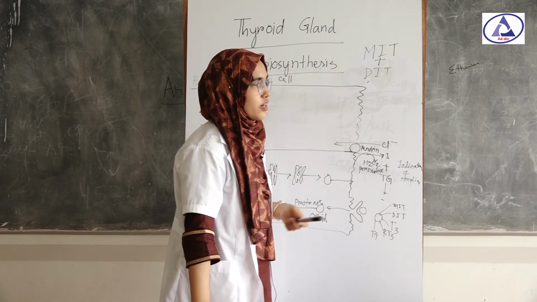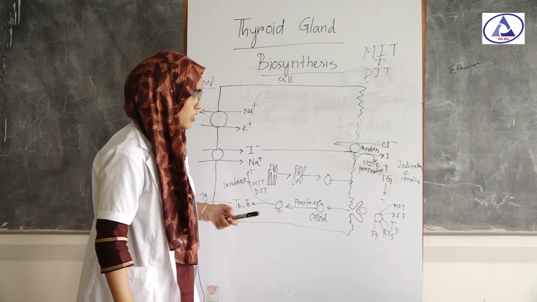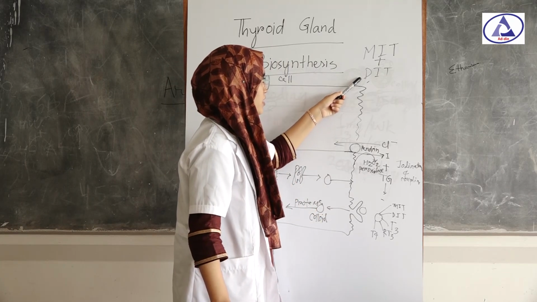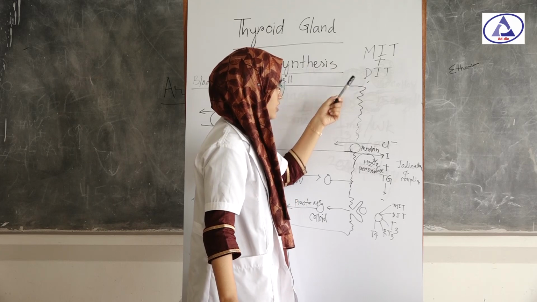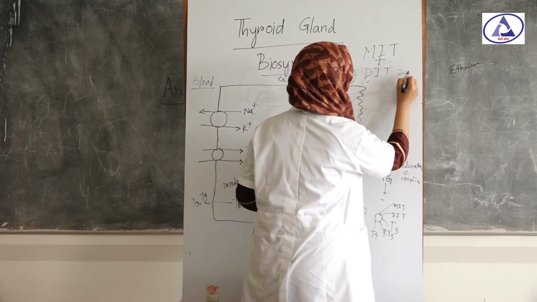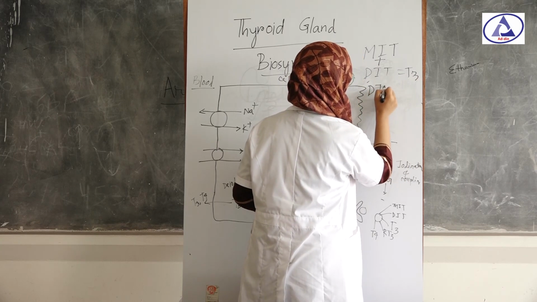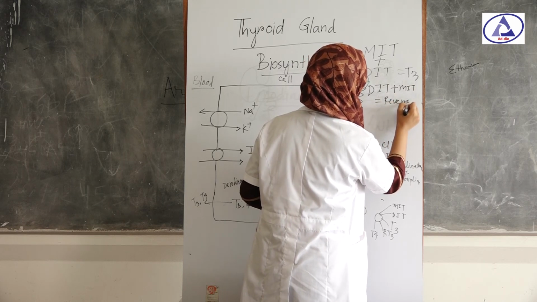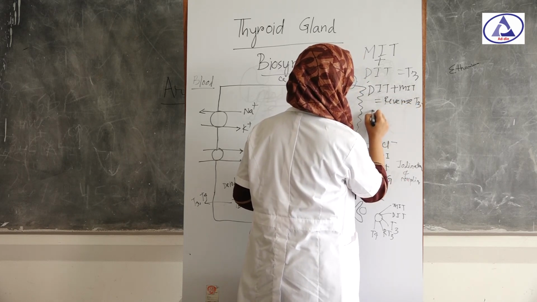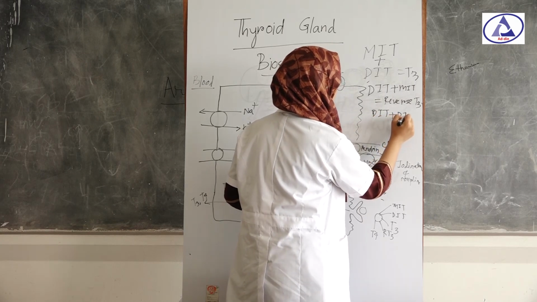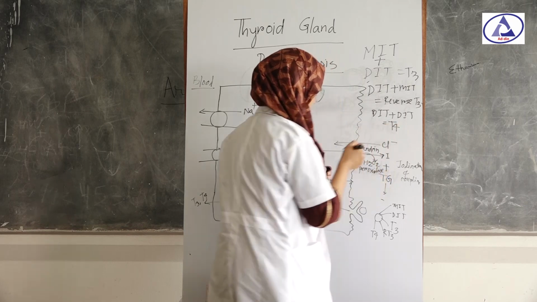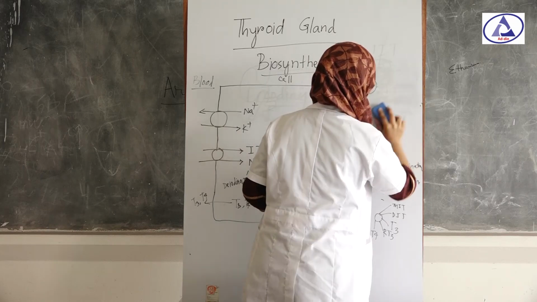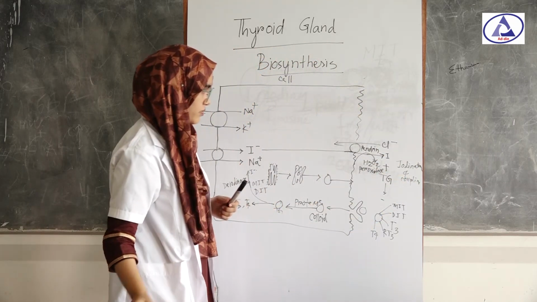Then more and more monoiodotyrosine and diiodotyrosine will couple together and form thyroid hormone T3 and T4. One monoiodotyrosine coupled with one diiodotyrosine will form T3, and one diiodotyrosine with one monoiodotyrosine will form reverse T3, and 2 diiodotyrosine molecules will couple to form T4. Now these hormones are synthesized in the colloid and attached to the thyroglobulin molecule.